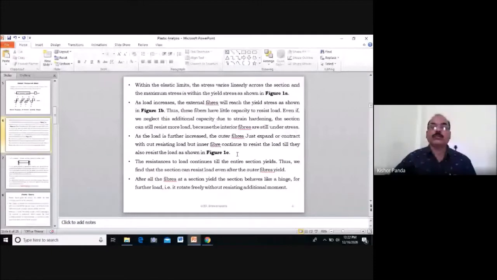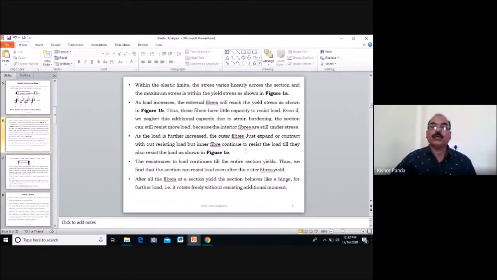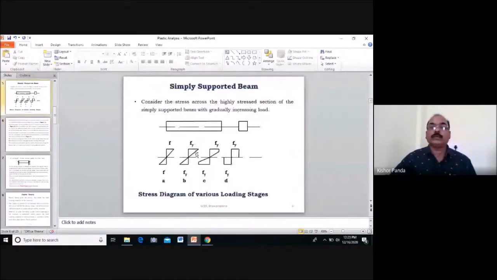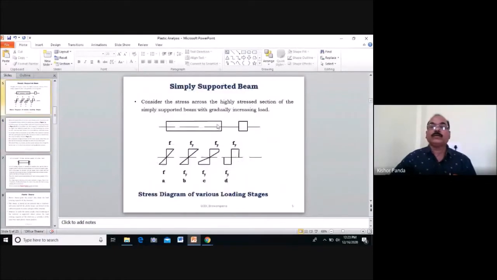Here you see the outer fiber has yielded, but the inner fiber is still under stress, and when you increase the load, yielding of the inner fiber takes place. So the load carrying capacity increases when the inner fiber yielding takes place. The resistance to load continues till the entire section yields.